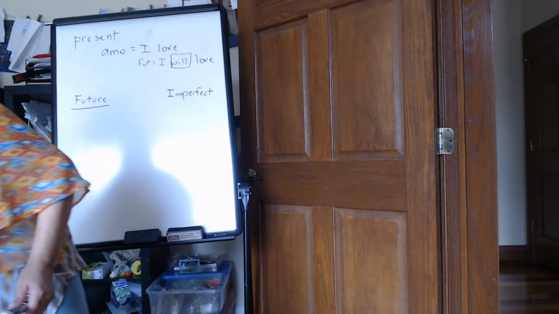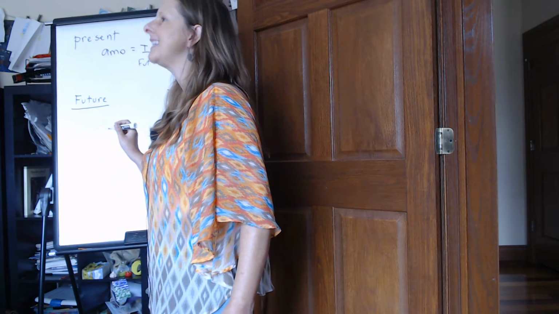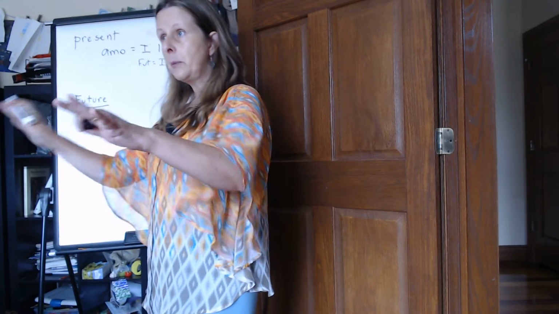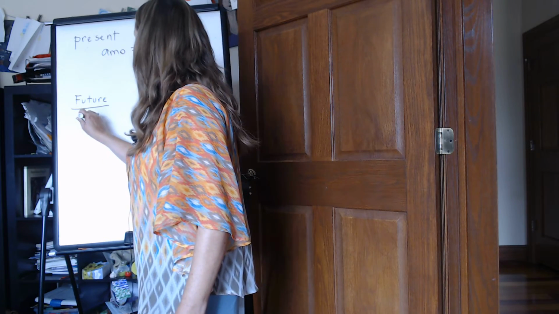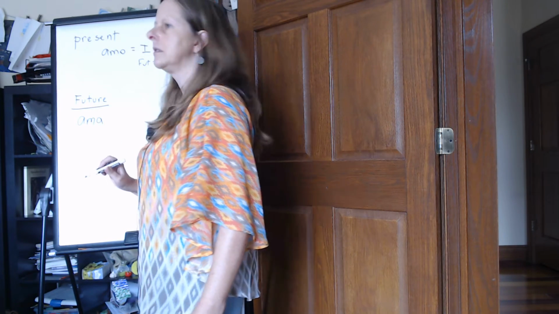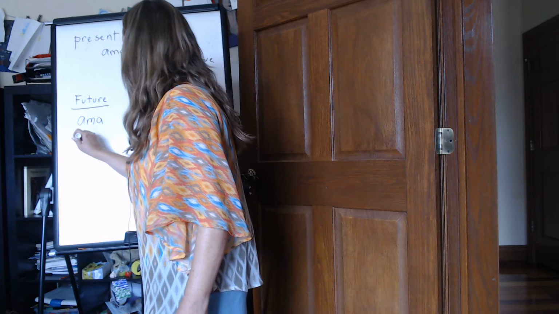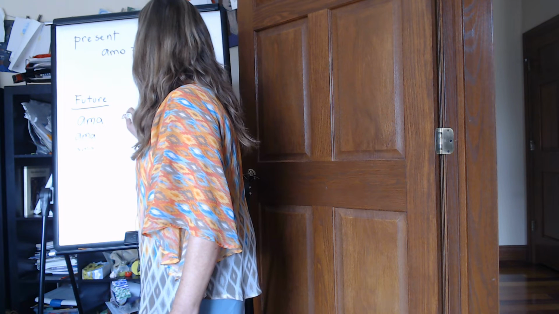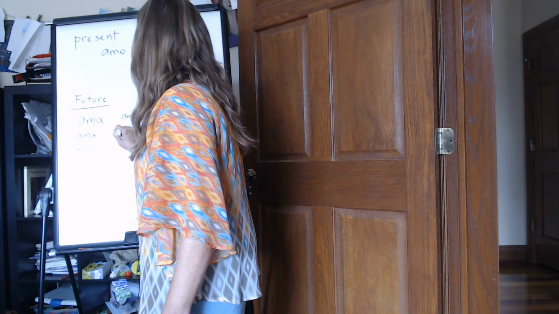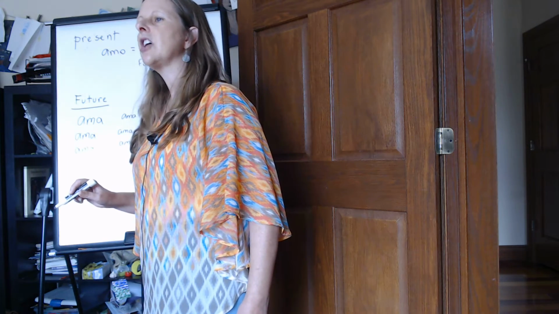Here's how we do it in Latin. We take the stem. Remember, we found out how to find the stem. The stem is the infinitive minus the re. So I'm just going to write the stem of amo. We take the stem and I'm going to write the stem 6 times.